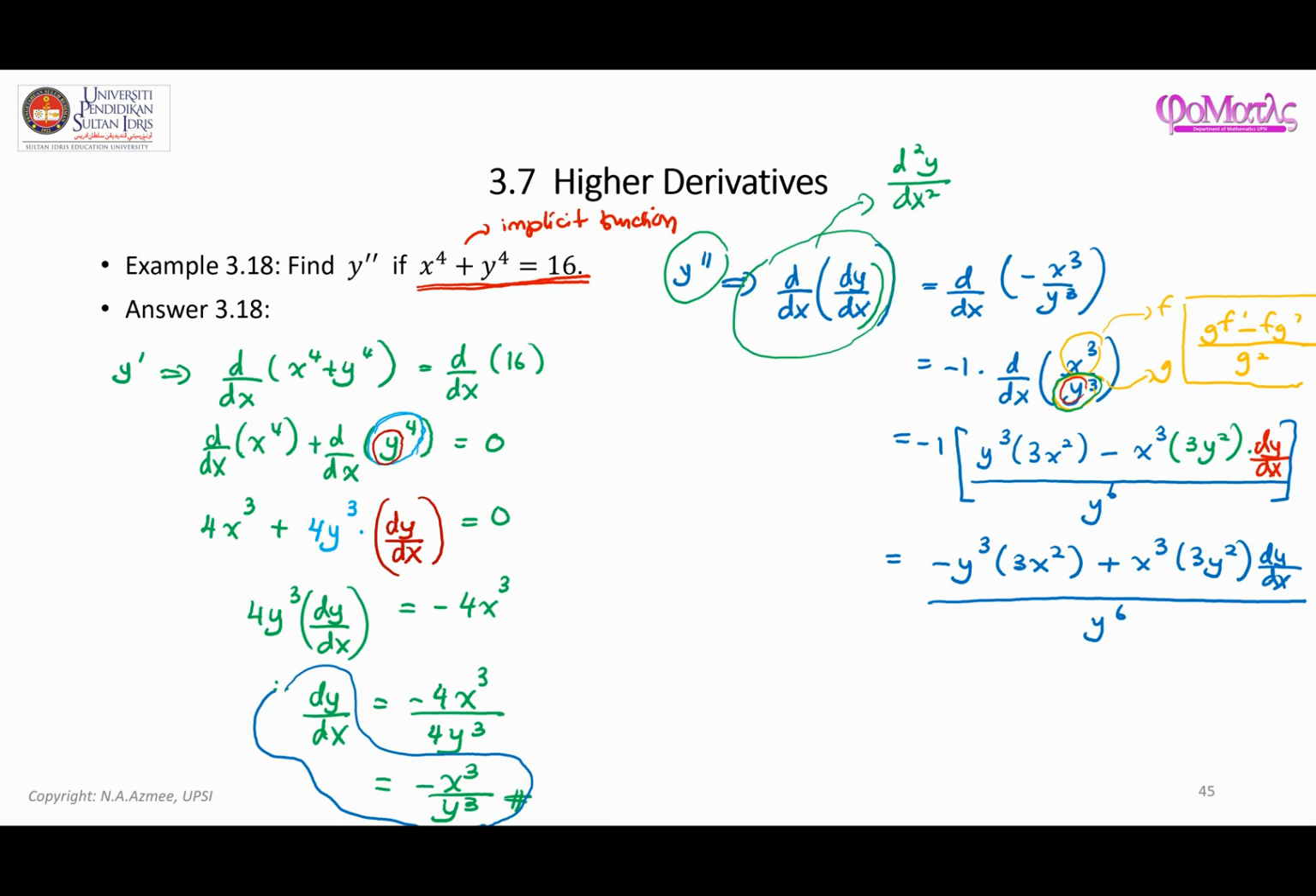Right, now we're just going to continue and simplify the process here. Now for dy/dx, we can substitute the result here. We can substitute this one into dy/dx. So that's what we're going to do next. We will have negative y cubed times 3x squared plus x cubed times 3y squared, and over here we have negative x cubed over y cubed, all over y to the power of 6. So let me just write this down clearly. This is y cubed. I'm just going to erase this part so that we have some space to continue our work.